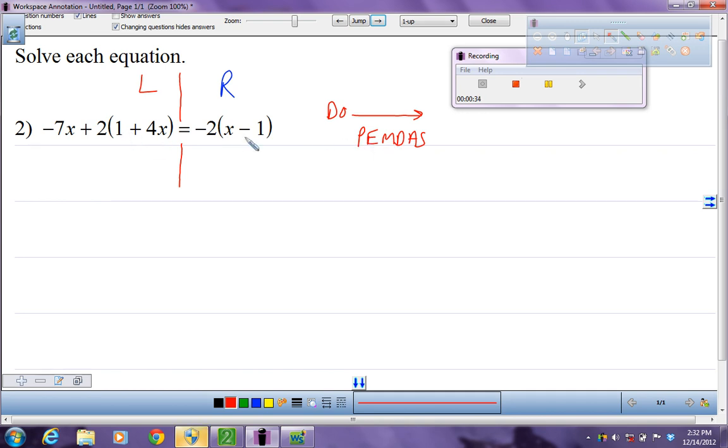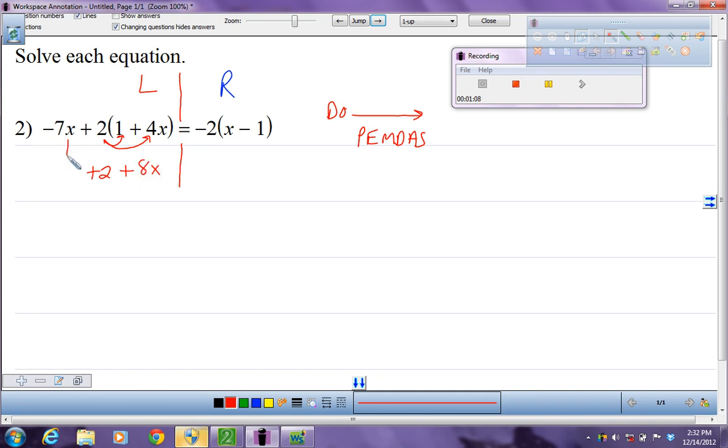So look at parentheses. Okay, they're both different families, constant term and X term, so there's nothing to do there. Then I look at the exponents. Well, there's no exponents. And then I go multiply and divide left to right. So right here I have a multiply. You see that? When the number is right next to the parentheses, that means multiply. So 2 times 1 becomes 2, and it's a positive 2, right? And 2 times 4x becomes 8, and it's a positive 8x.